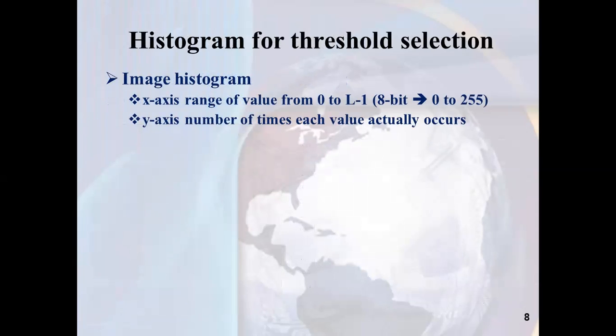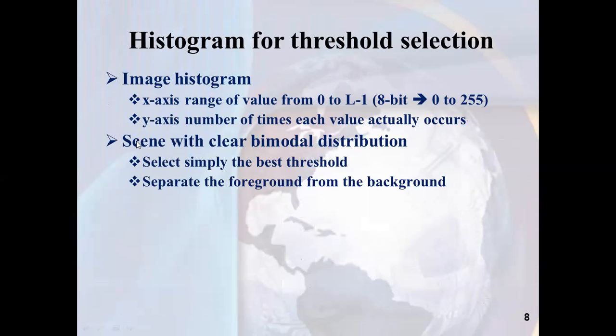So the image histogram, as we said, is a plot where the x-axis ranges over values from 0 to L minus 1, which is from 0 to 255, and the y-axis gives the number of times each value is present in the image. So in the first example, we see a clear bimodal distribution, which means we have two modes or two peaks. In this example, we can simply select the best threshold value, and we can separate the foreground from the background in a simple way.